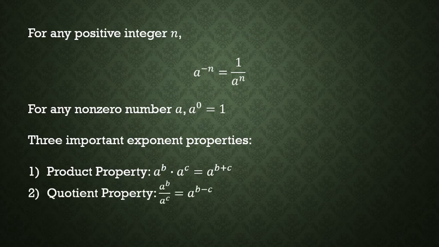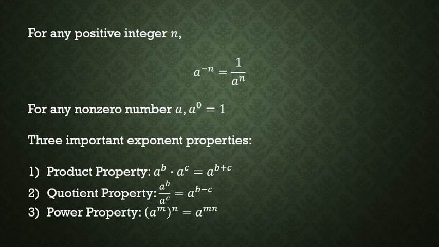Second one, the quotient property, very similar to the product property, but not quite the same. If you're going to take the quotient of two things that have the same base, then that's the same thing as that base, a, raised to the difference of the two powers. So a to the b divided by a to the c is equal to a raised to the power b minus c.